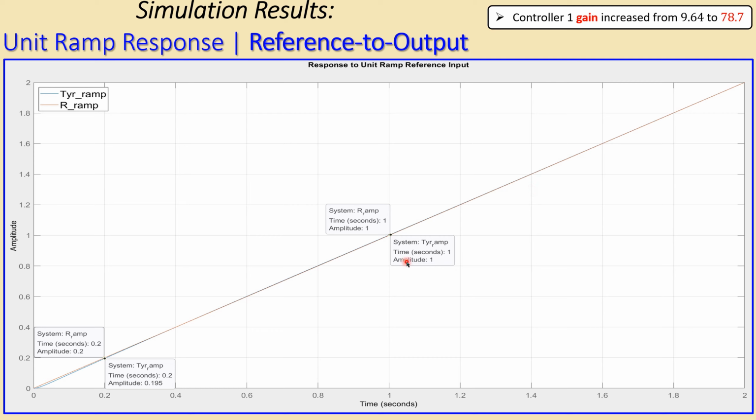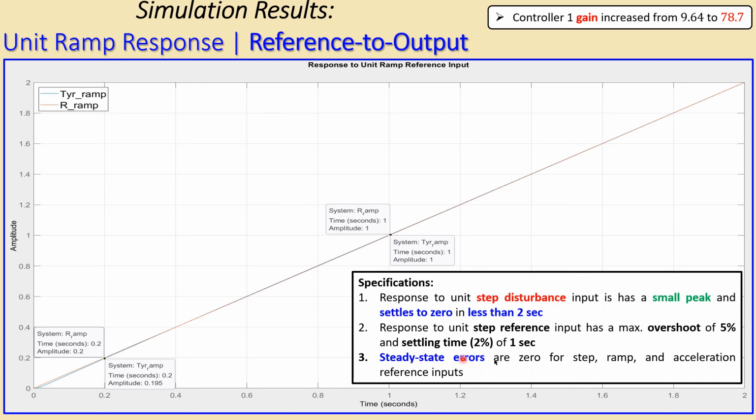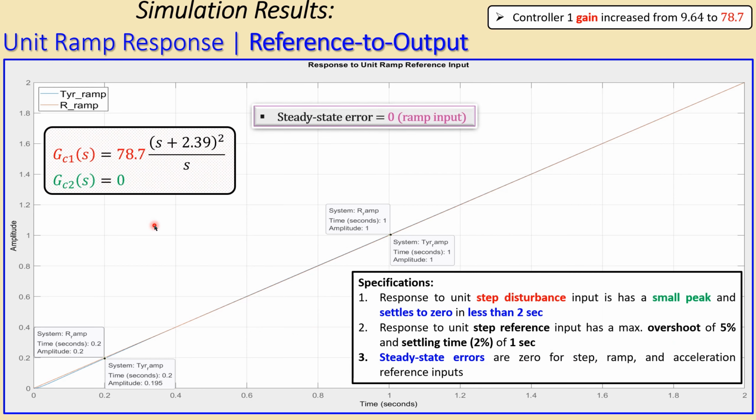Now if I look at 1 second, I have 1 as an amplitude for my response, and the ramp is 1, so there is no error here, so there is no difference. Now if you move up, it's exactly the same, so you will not get any steady state error. Now looking at the specifications, we need 0 steady state error for ramp, and we have this, and this was the transfer function, and this is fine.